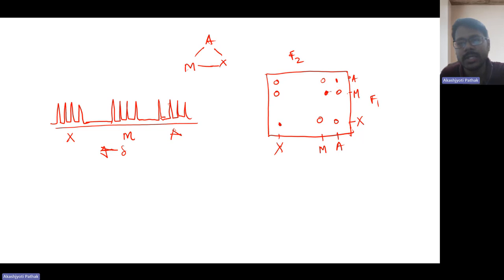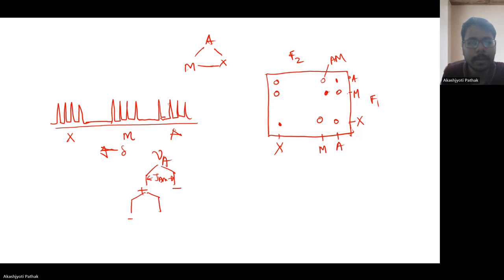For example, for this AM cross peak, if you consider it, then first A. A will first be split into a doublet for AM. So this will be plus minus, the JAM. Then this will be again split, because A is also coupled to X. So it will be again split into plus plus minus minus. This is the JAX.